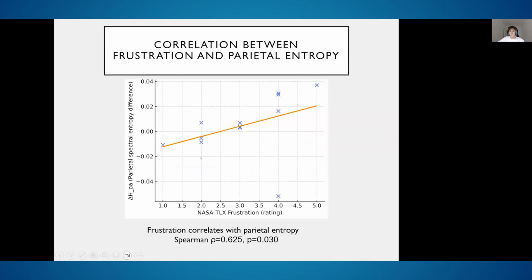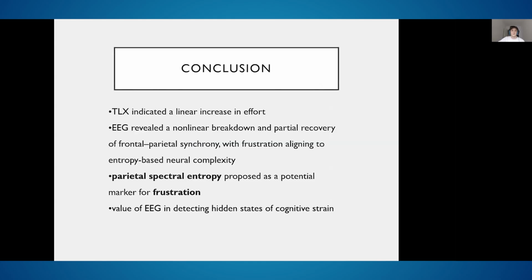In the third chart, you can see the correlation between frustration and parietal entropy. As the participants felt more frustrated, their parietal entropy increased, and we used repeated measures ANOVA, and as you can see, the correlation is 0.625.